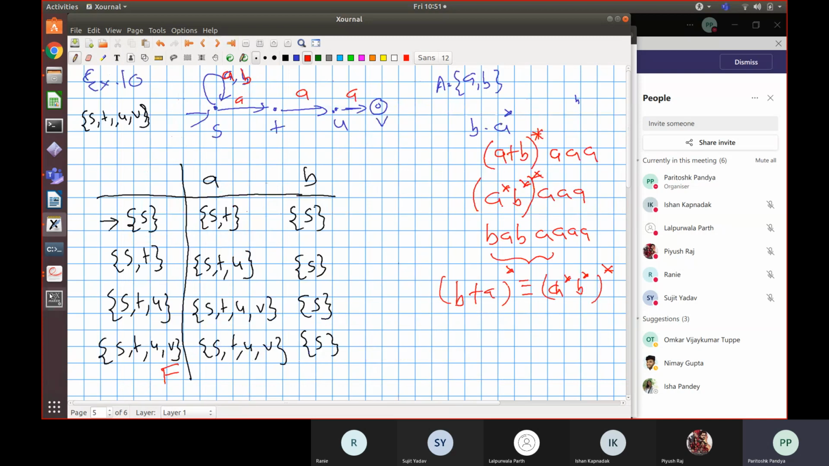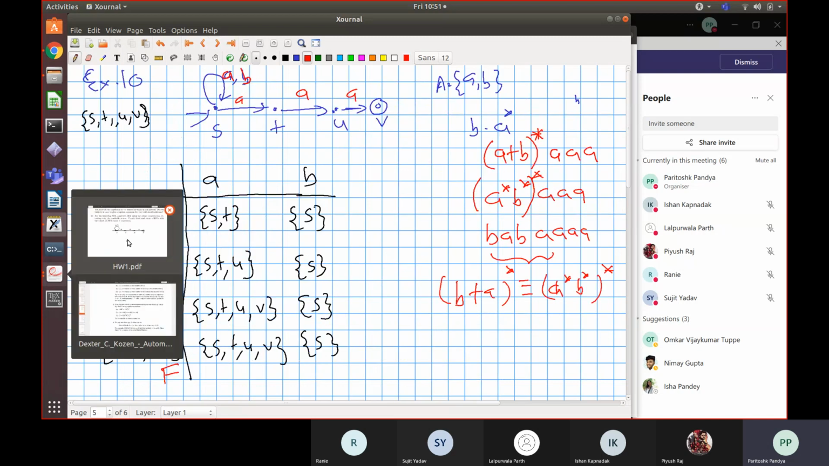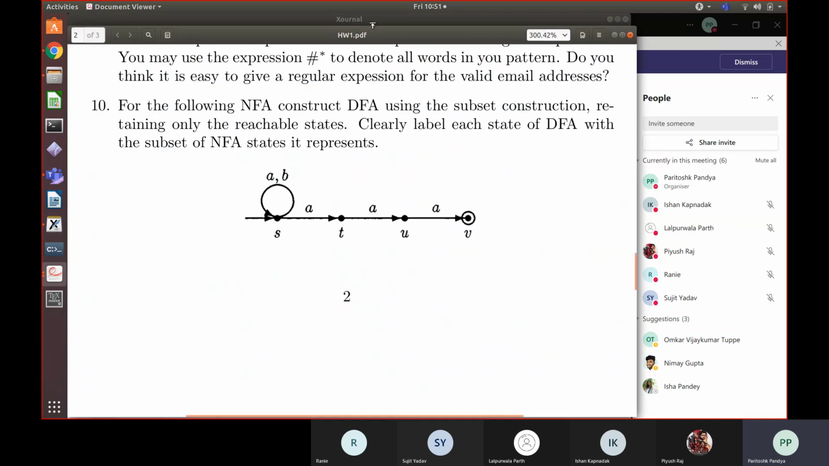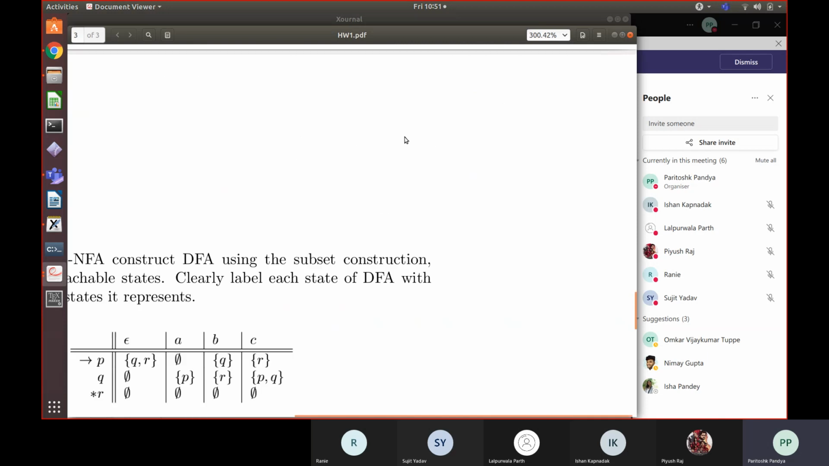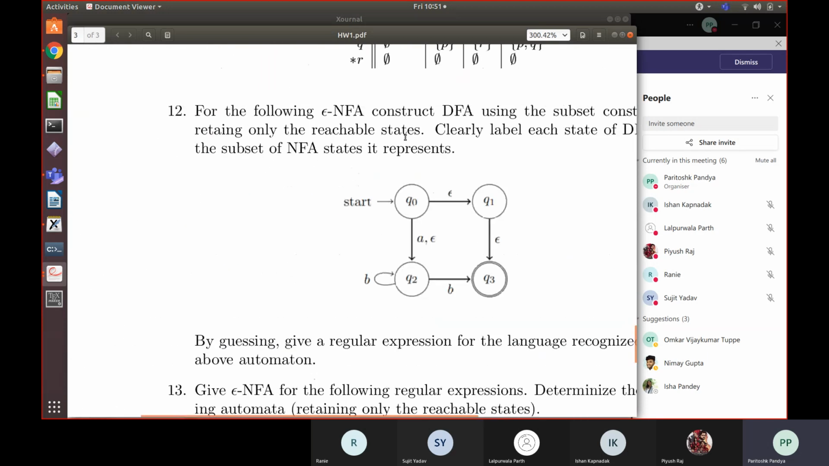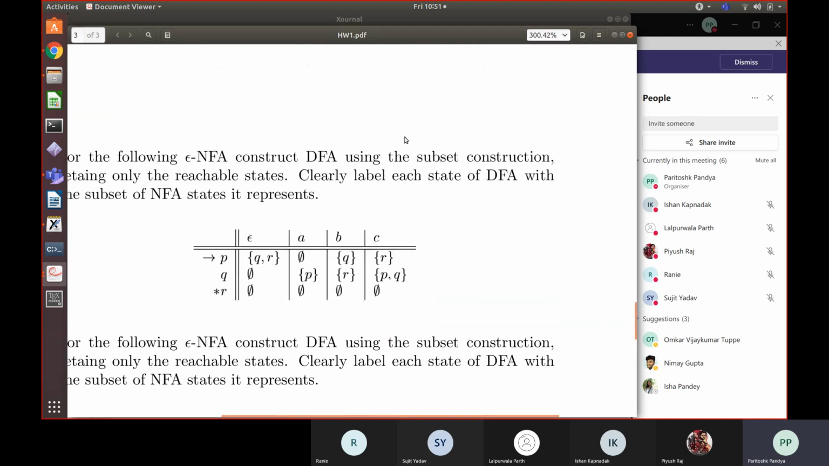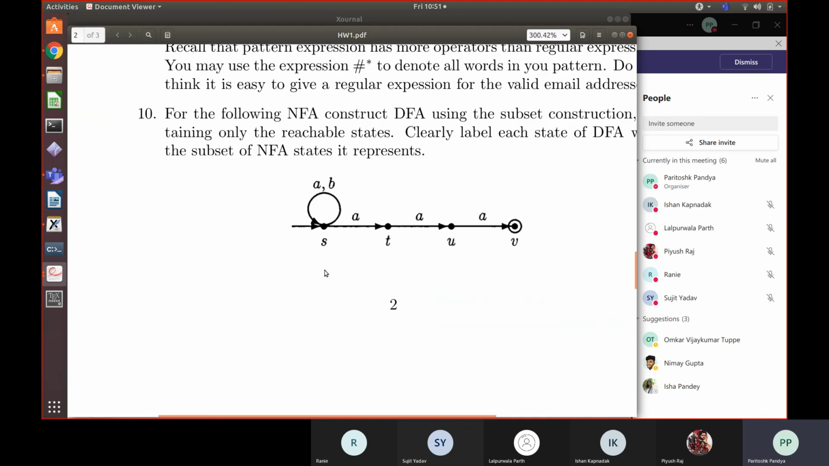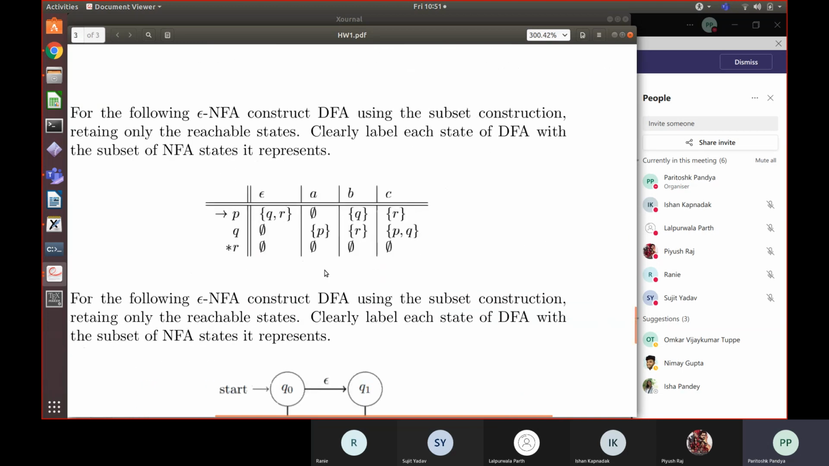When we have an epsilon NFA, the procedure is a little more involved, and let's take an example of that. I think then we can finish. For some of you this is easy, but okay, here is an epsilon NFA. I can give you the NFA by means of a table like this or by means of a diagram like this. You shouldn't have any problem.